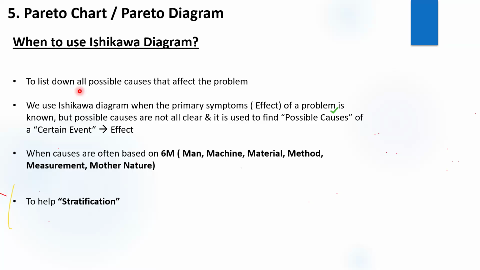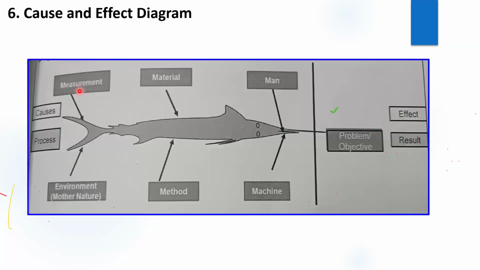And you need to check which M is contributing more. Either man is contributing more, or machine is also contributing, and material is not contributing, method is not contributing. So this is the diagram. Normally it is called cause and effect because causes are related to the 6M and these causes are affecting the problem or effect, and hence the name is cause and effect diagram. Clear? I will just show you the diagram, and how to construct it we will learn tomorrow.